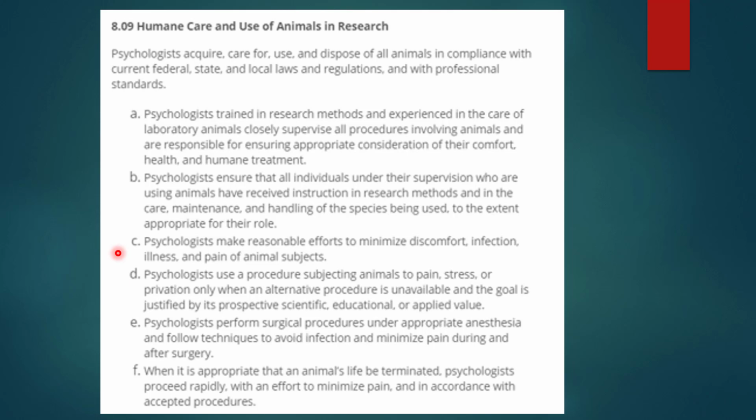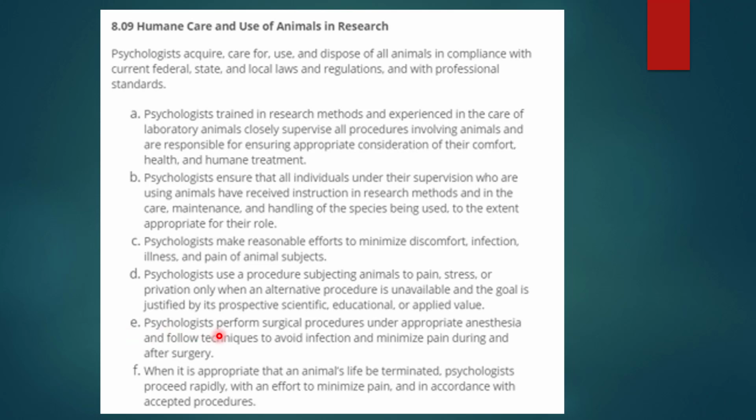And so again, it's things like using the proper anesthetic, making sure that when we did surgery the wounds were cleaned properly. D is talking about, if we were subjecting the animals to pain, and doing a surgery is painful, that we only did that if there wasn't an alternative available. And it had to be justified by the scientific or educational value of it. Again, that's maximizing the benefits while minimizing those risks.